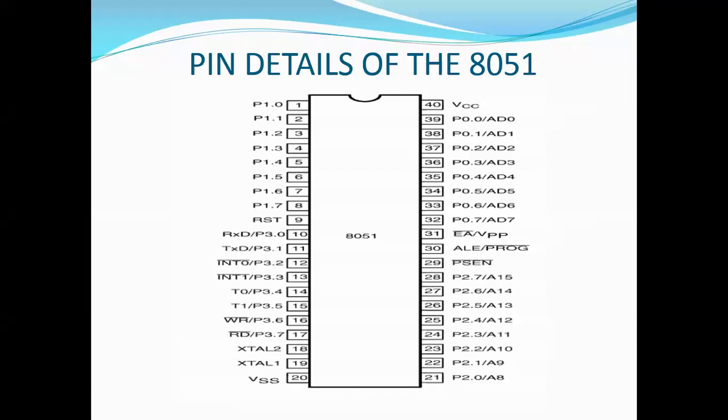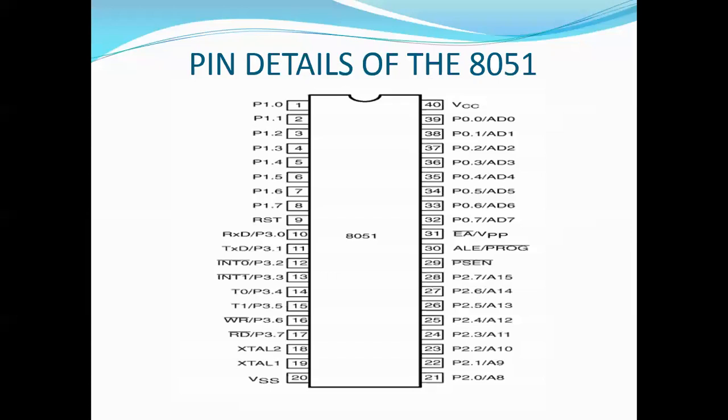That is port 0 having 8 pins, port 1 having 8 pins, port 2 having 8 pins, and port 3 also having 8 pins. It is a 40 pin IC. Then one VCC and one ground, two crystal pins, reset, external access, ALE, and program store enable. We will see what the different pins are.